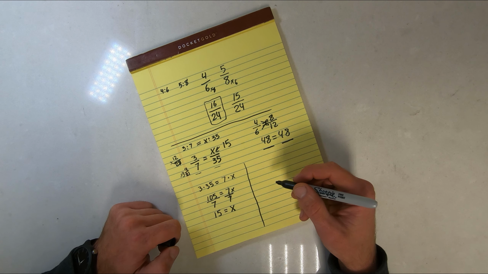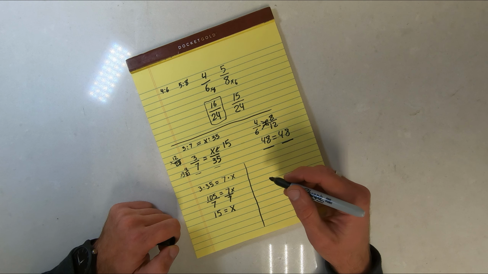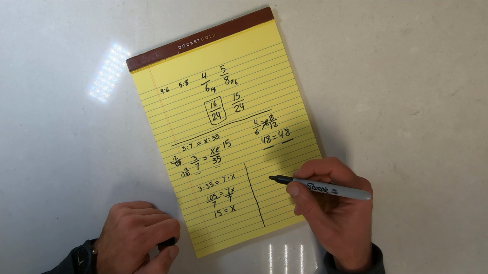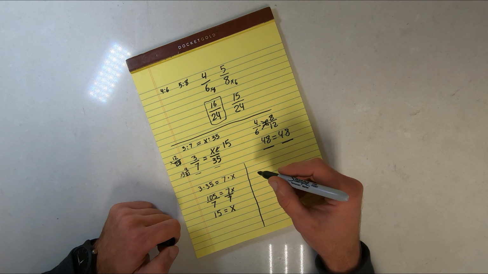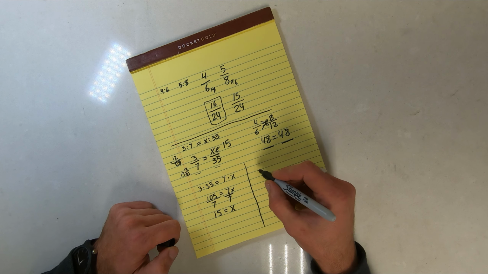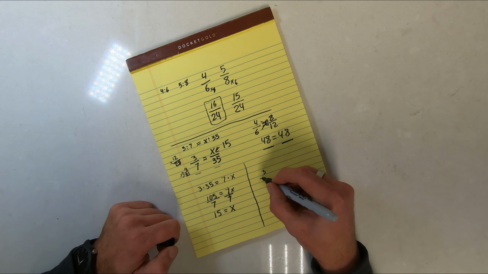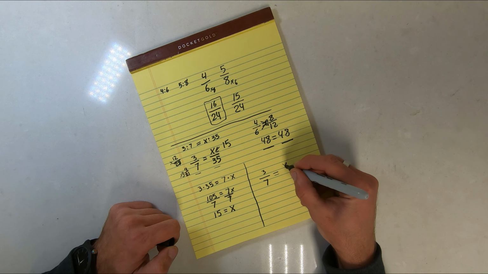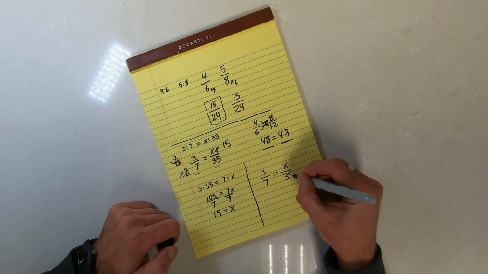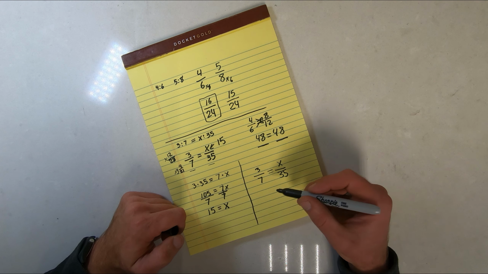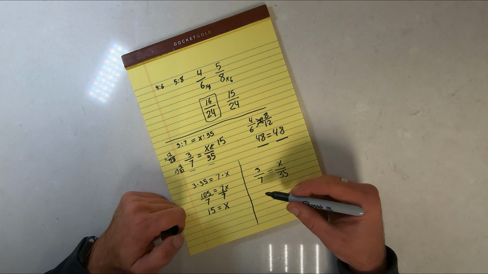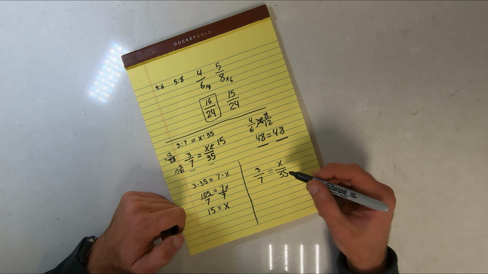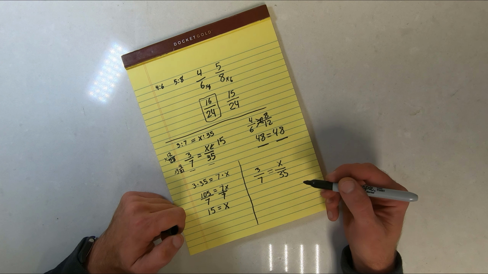Now, cross multiplication is not some new rule that we've invented to solve proportions. What we're doing when we cross multiply is that we're making the denominators the same. So in our example, we had 3/7 is equal to unknown over 35. Now we know that these two fractions are proportional. These two ratios are proportional. 3 to 7 is proportional to x over 35.